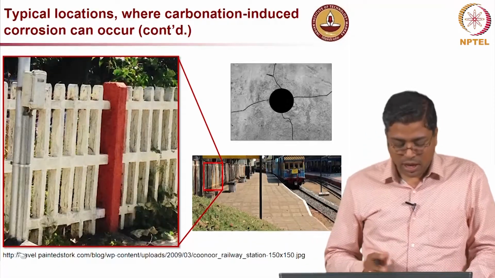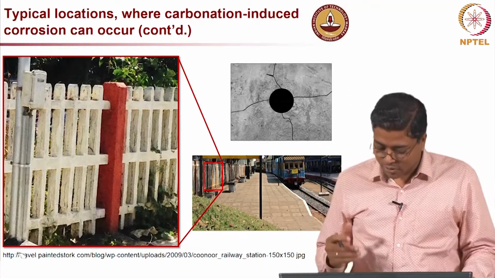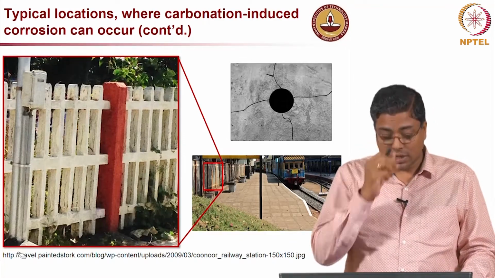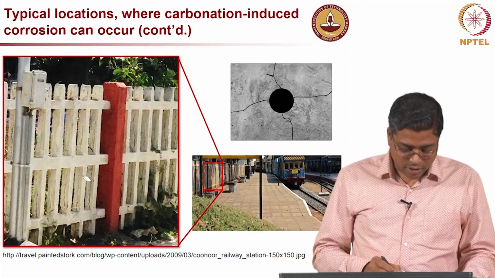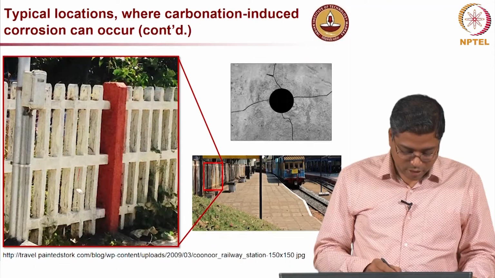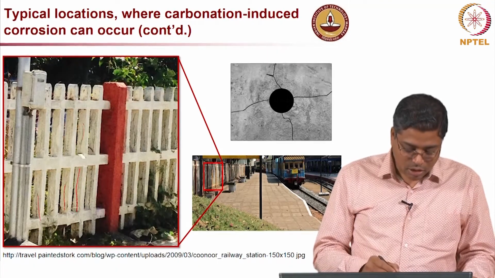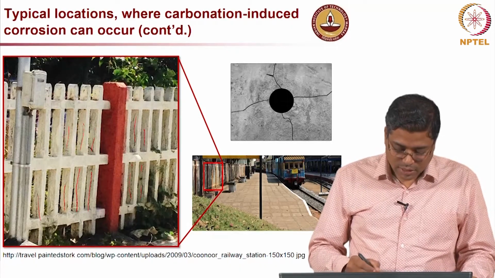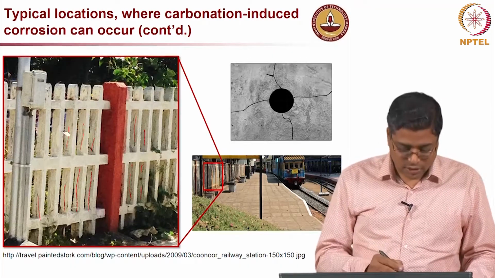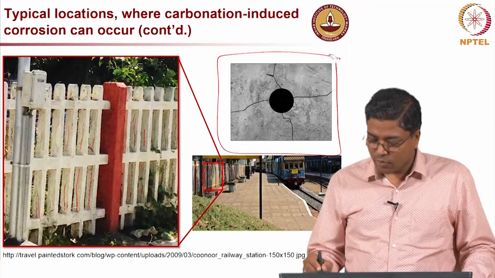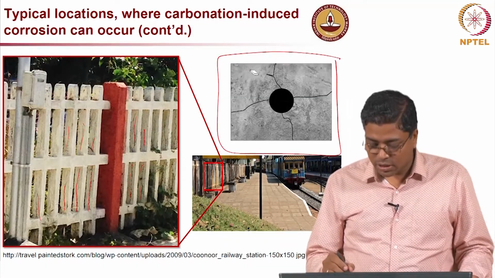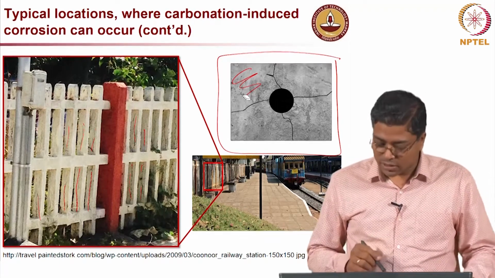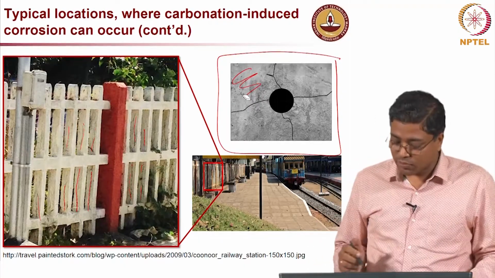Another type of structure where carbonation occurs is typically on railway platforms or railway stations, where you will see this kind of fences. If you look carefully here, you have a lot of these vertical cracks along these different vertical members, exactly through the center of it. If you look at the cross section of these vertical members, it will look something like this, and this portion here is very porous mortar which they use for making these fences, even if it is concrete, but the aggregate size would be very small.